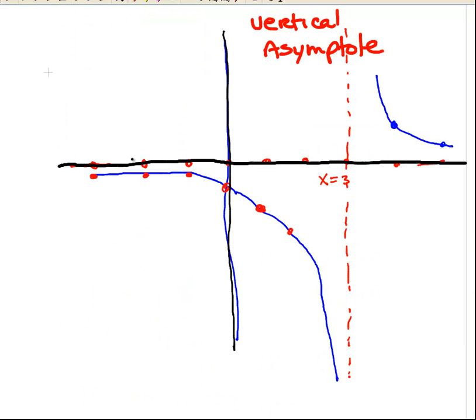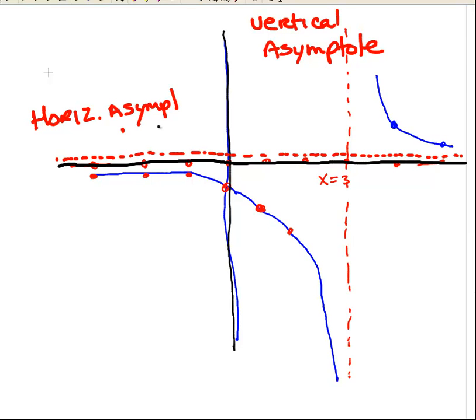So let's go back here. I'm just going to start drawing. This is actually supposed to be the x-axis, y is equal to 0. So that is the horizontal asymptote, that dotted line there. It's actually y is equal to 0. This is x is equal to 3. Now we've drawn in some of the points there as well. Just pick them out and so on.